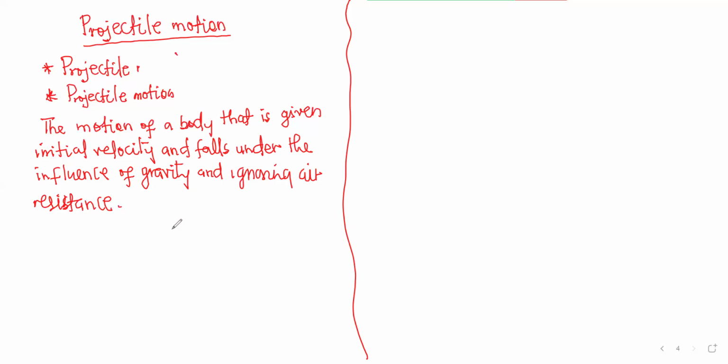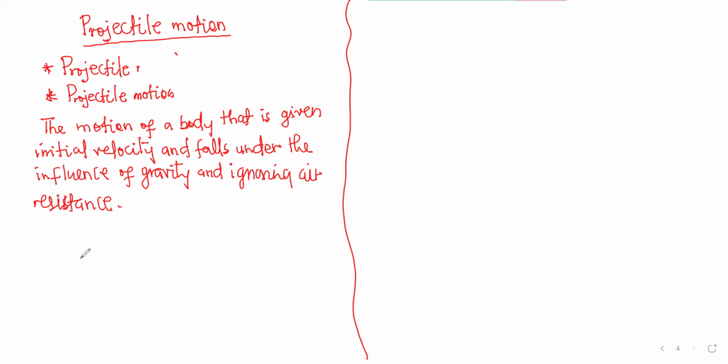So under this motion, the body must be given an initial velocity, because projectile motion, we'll look at applications of them. The body falls under the influence of the force of gravity, but in projectile motion, we always ignore air resistance, meaning air resistance is an enemy to projectile motion. Class, are you there? Are we there? Yes. Okay. So that is projectile motion.